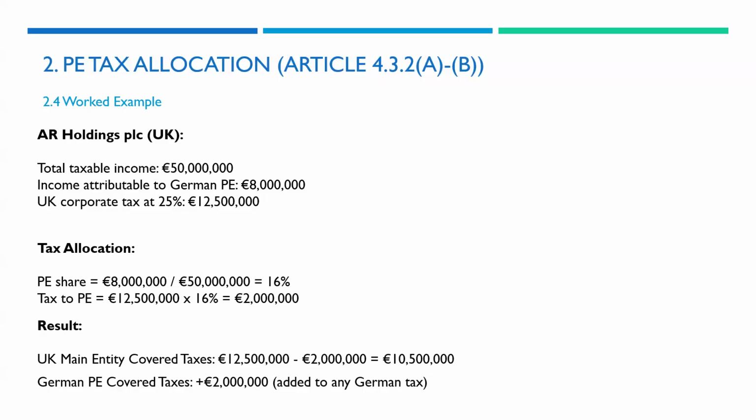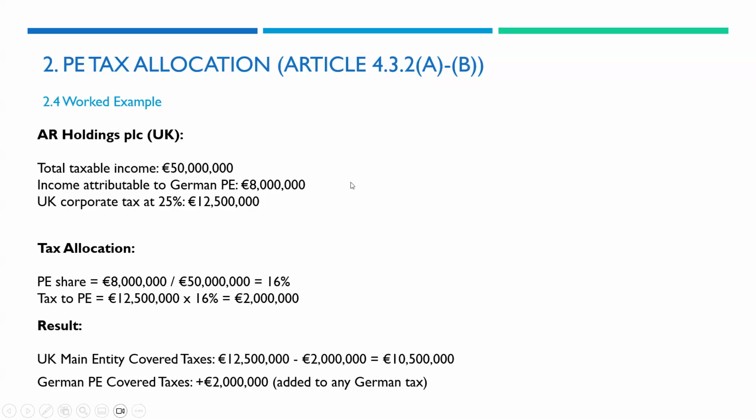Same way you learned in GloBE income allocation, the income of the PE is also not included in AR Holdings PLC. So this 8 million will not be included. The ETR would be 50 minus 8, 42 million, so 10.5 million divided by 42 million will be used to calculate the ETR of AR, and for the PE it would be 2 million divided by 8 million. Fantastic. So that is PE allocation.